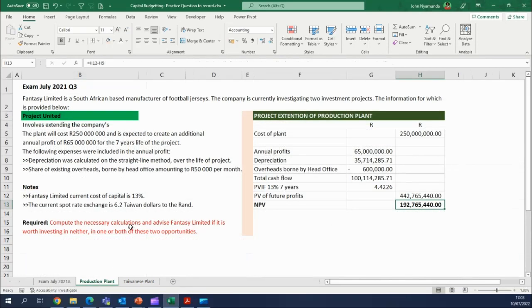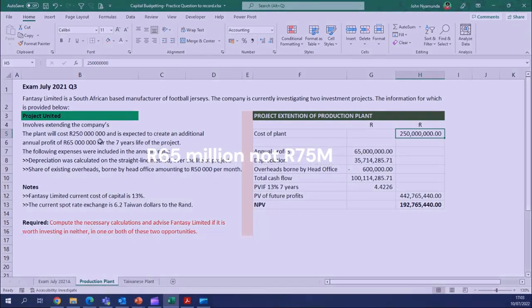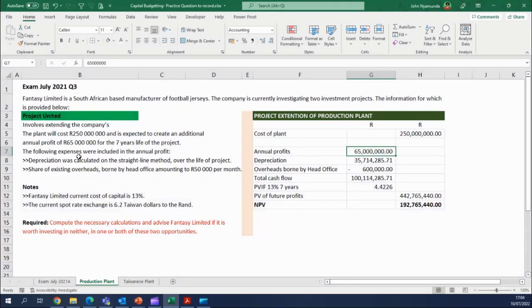If we go to investment in KwaZulu-Natal, I only have information for project one. It involves extending the company's manufacturing plant, which will cost 250 million. Annual profit is 75 million, and you can see I put it there. And we know the life of the project is 7 years.